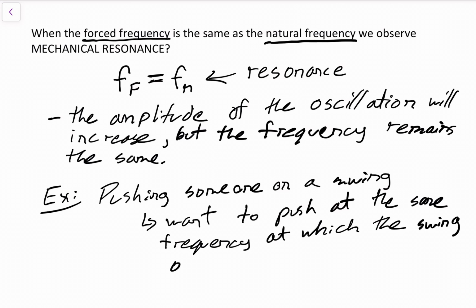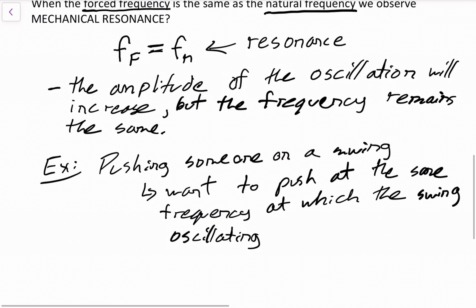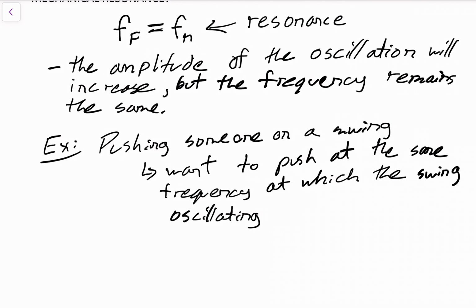If, for example, you tried doing something different, so let's say you push them at the wrong time, well, what's going to happen? Well, their amplitude is obviously not going to increase. So if you push them just as they were coming back to you instead of as they were starting to move away from you, you would sort of counteract the natural motion of the swing and you would decrease the amplitude instead. So you have to apply the force at the same frequency as the natural frequency in order for this resonance to occur where the amplitude is increasing.